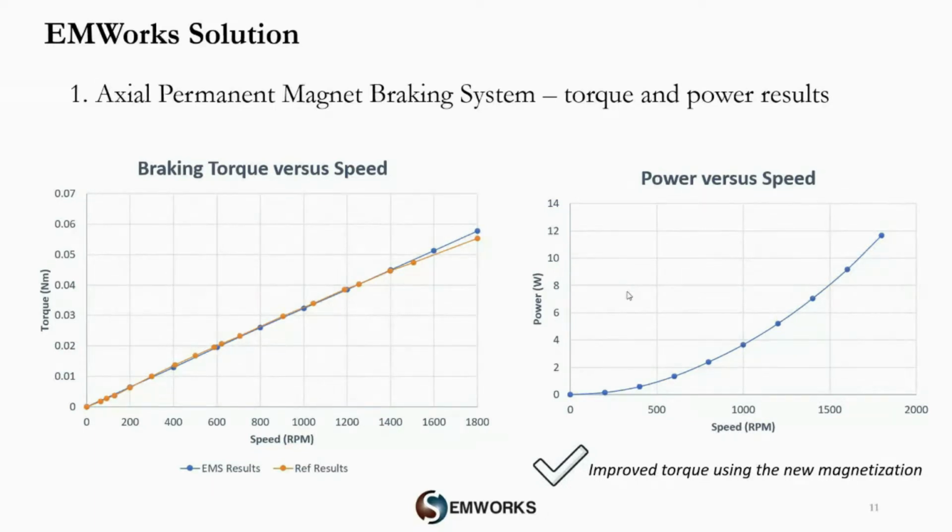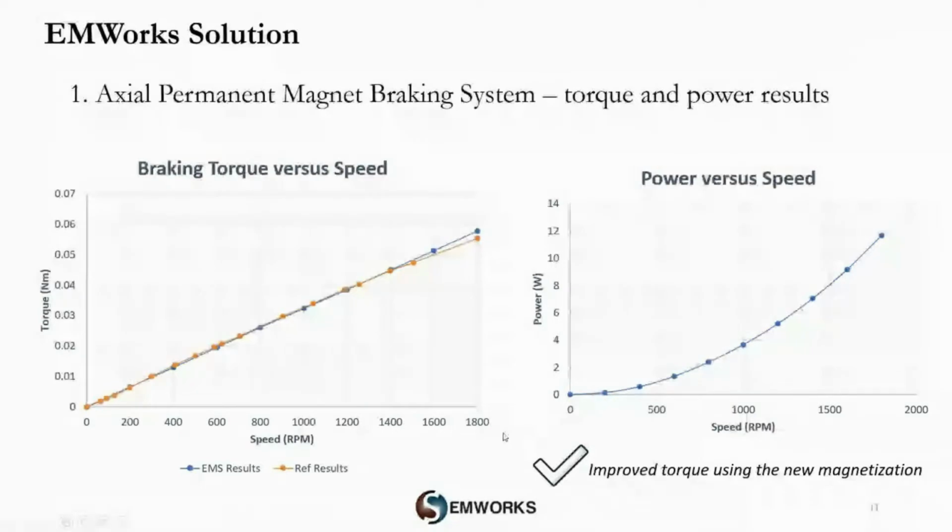But I'm showing you here in this particular case, when you have alternating magnets, you achieve higher torque. Unfortunately, again, you have more power dissipated. It's one of the observations, the effect of the magnetization direction. And again, these are just some sample results that you can obtain using EMS. All right.